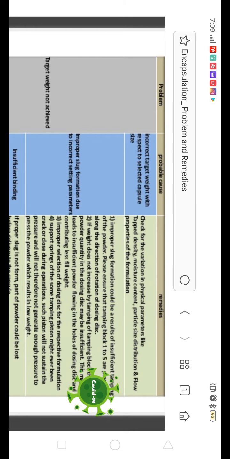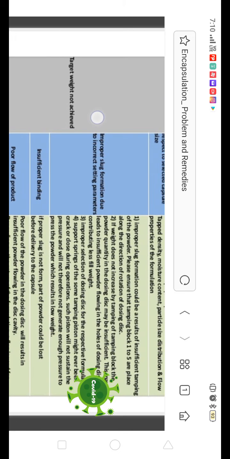Target weight not achieved. Weight variation is observed. So incorrect target weight with respect to the selected capsule size, and this problem is checked for variation in physical parameters of the powder. This weight variation in the tablet is observed due to change in the density, moisture content, particle distribution, flow property of the formulation.